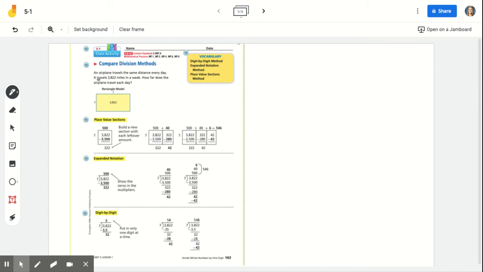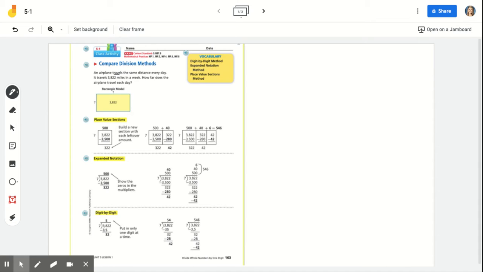So there is a word problem underneath the heading. I'm going to read it out loud and you're going to follow along with me. It says an airplane travels the same distance every day. It travels 3,822 miles in a week. How far does the airplane travel each day? So let's use our cube strategy to break apart this problem. Let's circle that important information about how far it travels in a week.